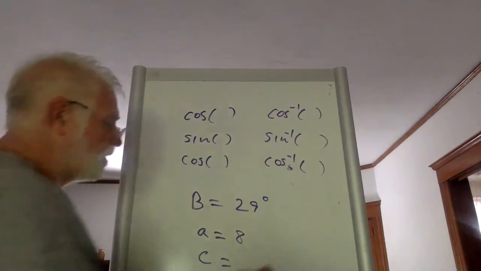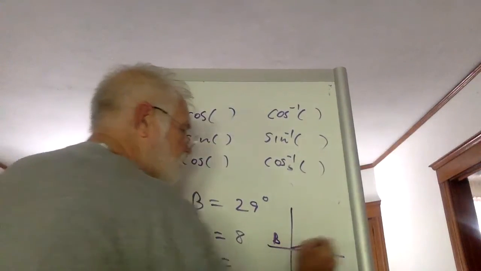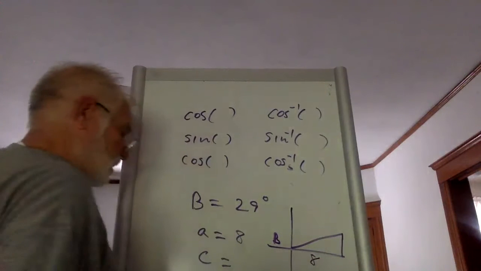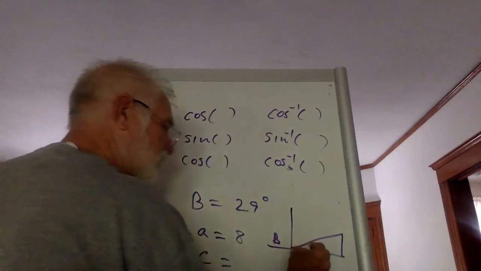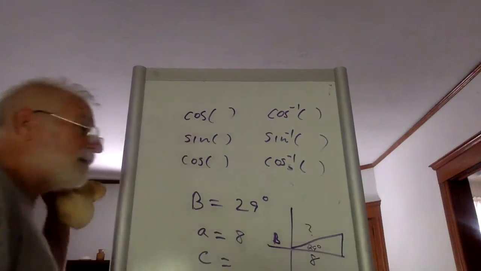All right, I'm just going to do it. I got a nice picture here, 29 degrees. This is angle B. There's about a 29. And a is 8, so that's there. And c, I'm trying to find c. I was given this, so this is 29 degrees. And this is c. I'm trying to find that length.